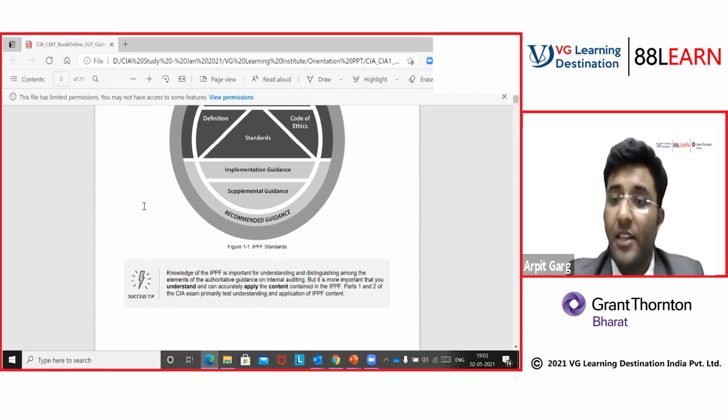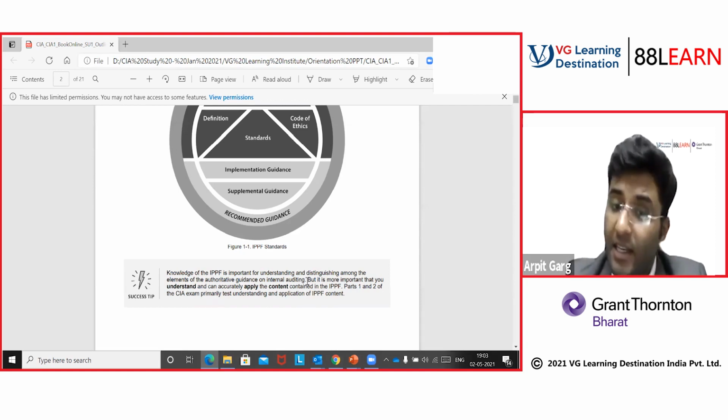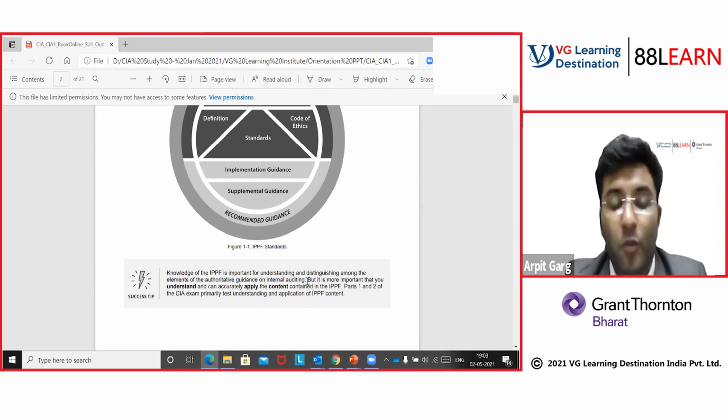It is also given in the study material as a success tip that knowledge of the IPPF is important for understanding and distinguishing among the elements of the authoritative guidance on internal auditing. But it is more important that you understand and can accurately apply the content contained in the IPPF. Part 1 and 2 of the CIA exam primarily test understanding and application of IPPF content. Very, very important from your overall exam perspective, both for Part 1 and Part 2. Part 1 will test you on attribute standards. Part 2 will test you on performance standards.